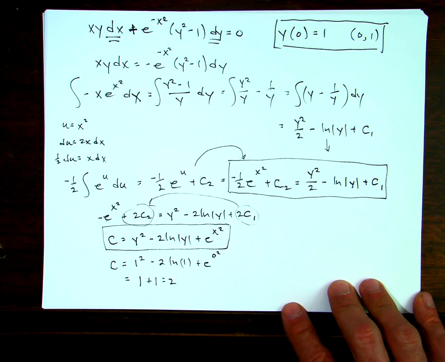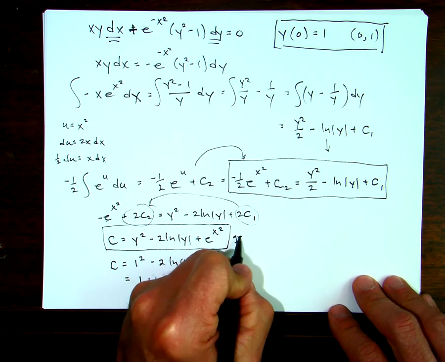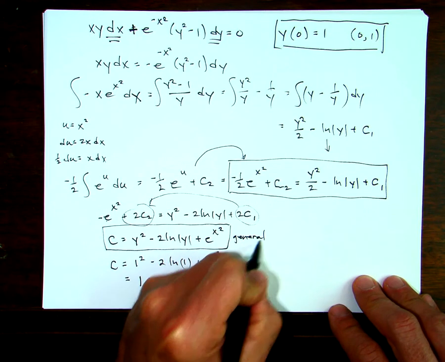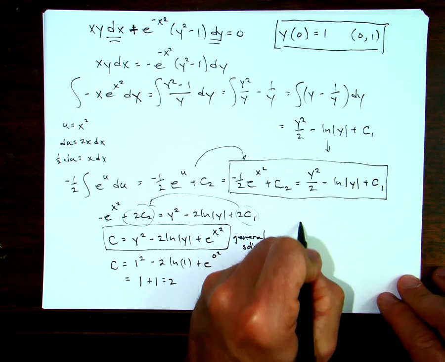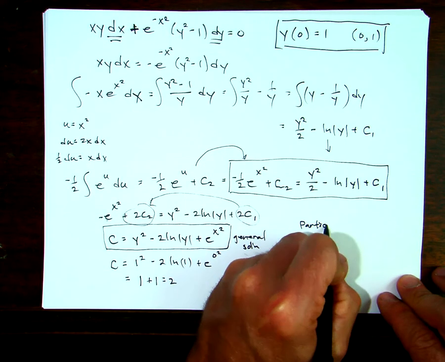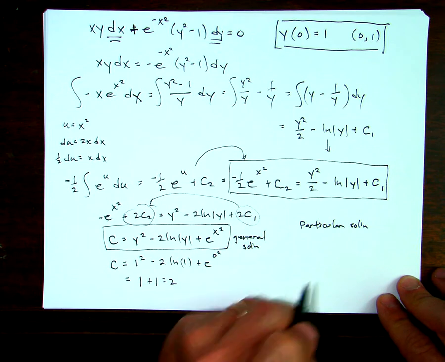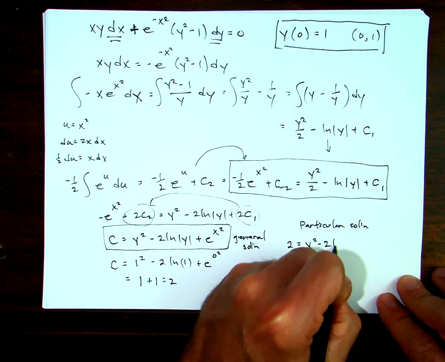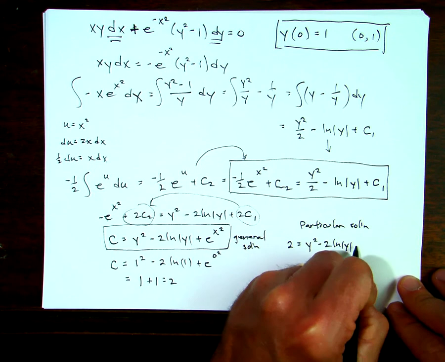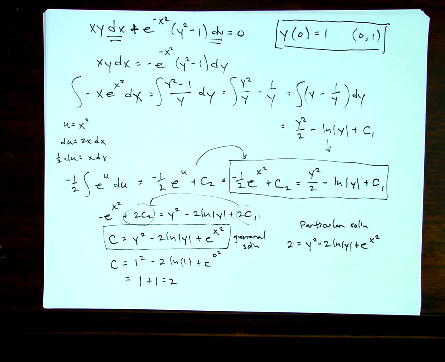All right, so what I end up with then finally is, so this is my general solution. So my particular solution will look like 2 equals y squared minus 2 ln absolute value of y plus e to the x squared. All right, so that's separation of variables to solve differential equations.